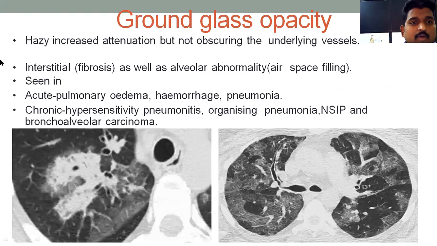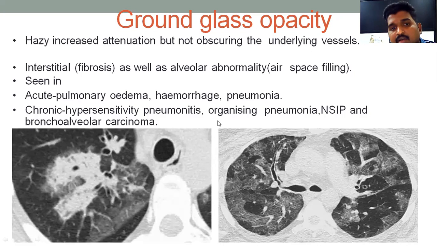Next, coming once again to the most common radiological finding, a statutory finding when you are dealing with a patient with ILD, that is ground glass opacity. That's a hazy increased attenuation, but not obscuring the underlying vessels. Ground glass is nothing but seeing the structures through glass. That means there is opacity, but it is not completely obscuring the underlying vessels. Interstitial fibrosis as well as alveolar filling, either with fluid or blood, will produce a ground glass.